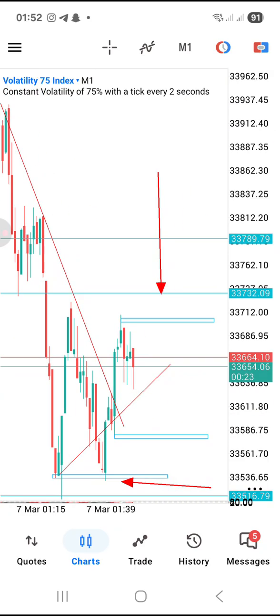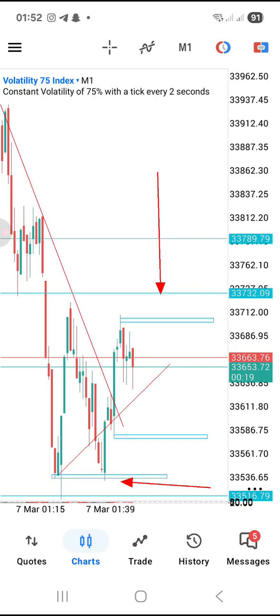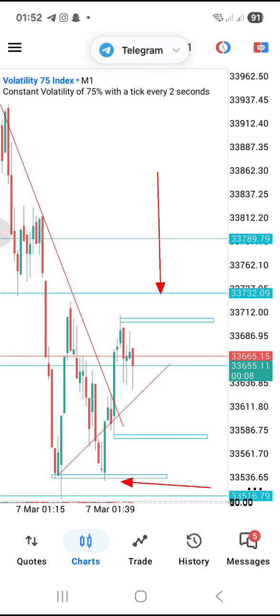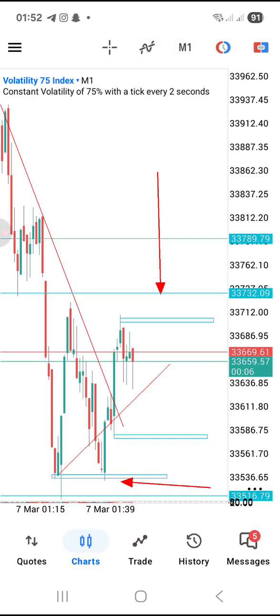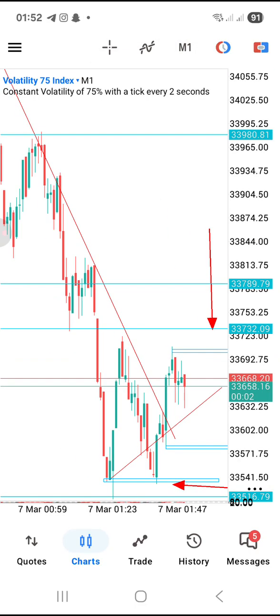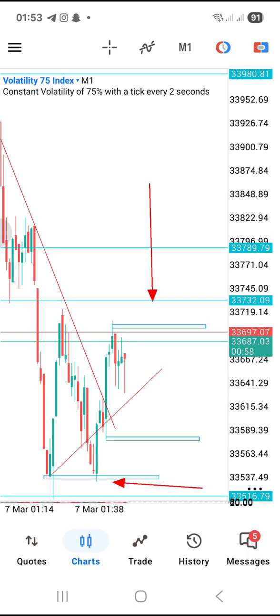This is scalping. You just trade quickly and move on. It's good for people who have a very busy schedule. You don't have so much time to sit in front of the charts. But the only challenge is it requires a very high level of skill.